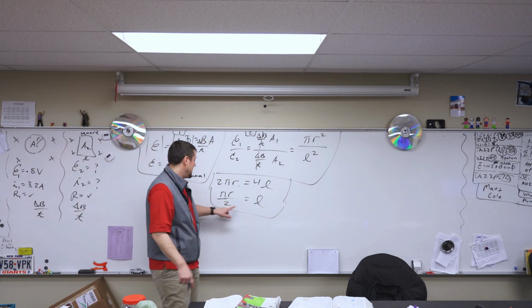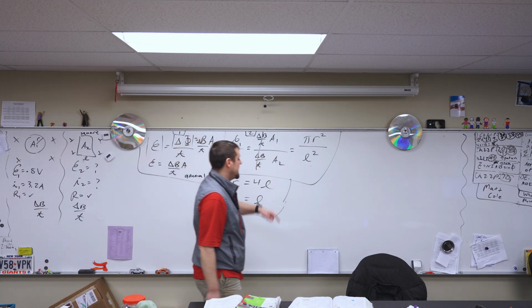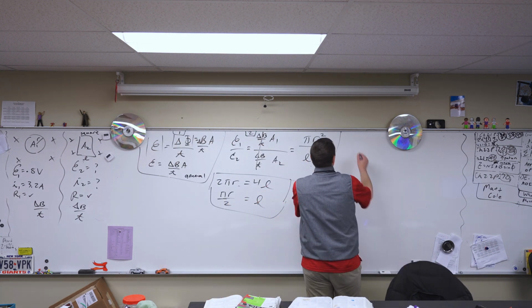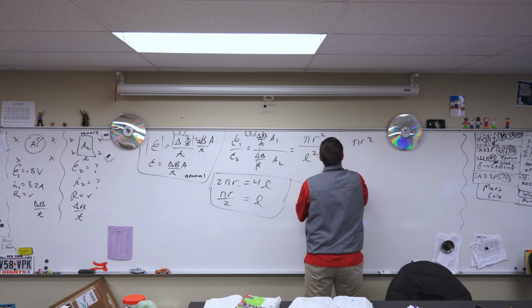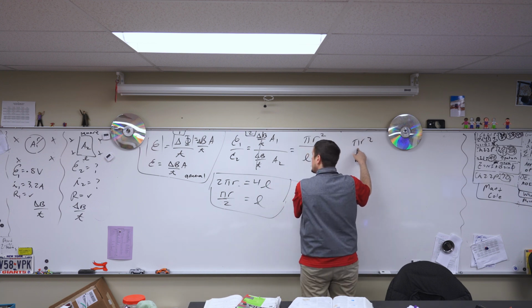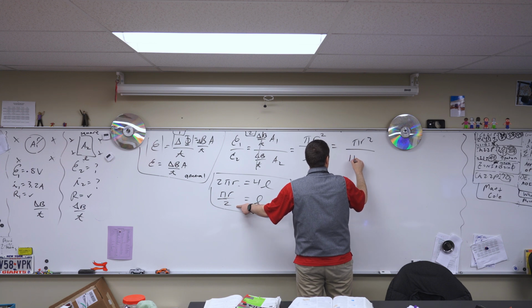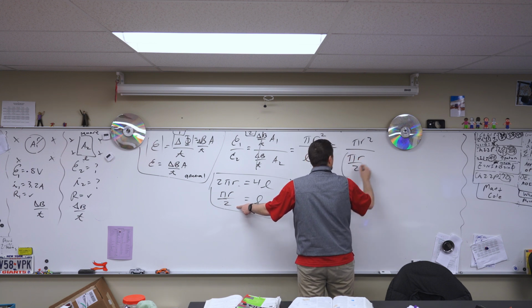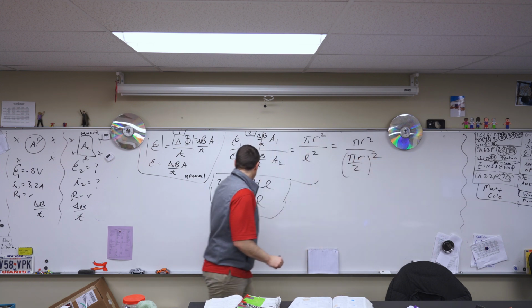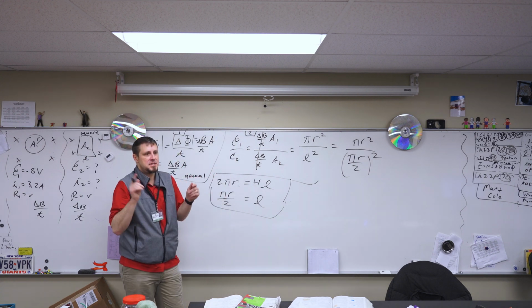Just had a crosswire. Okay, so now let's go ahead and plug in up here. So I'll have pi r squared, and I'm going to extend this out. So we're going to have pi r squared over my L, but I have to square everything. So I'm going to have pi r over 2 squared like that. Is that okay? Whenever you substitute, put parentheses and then square it.